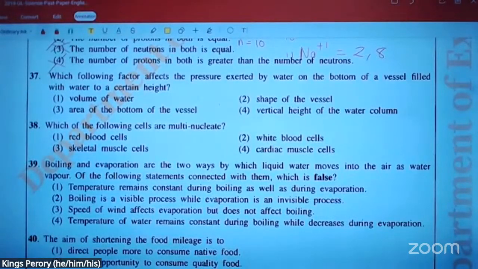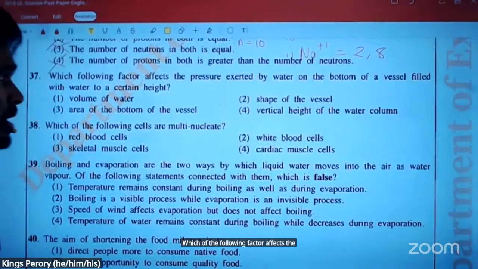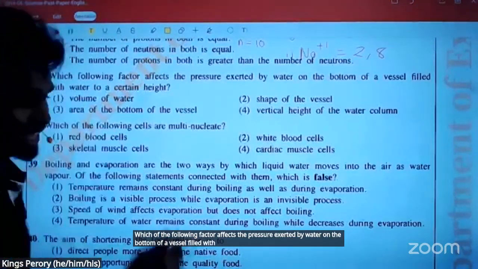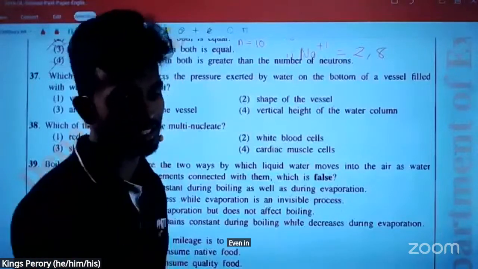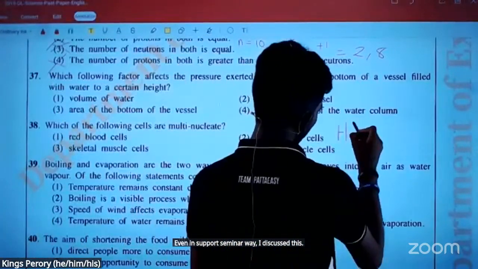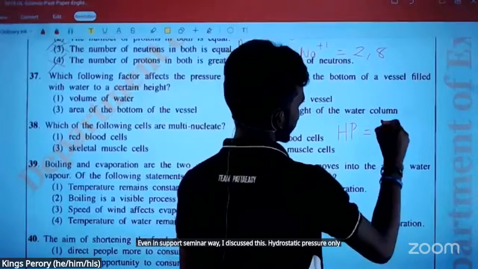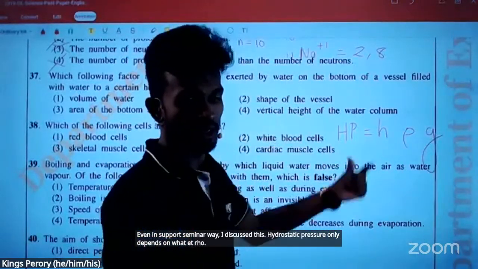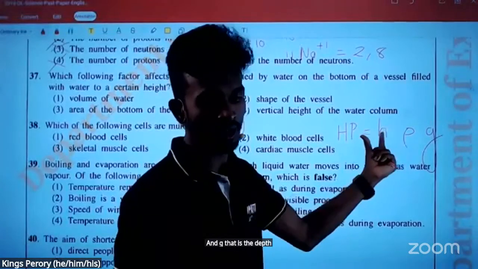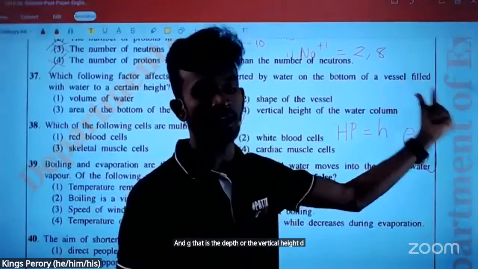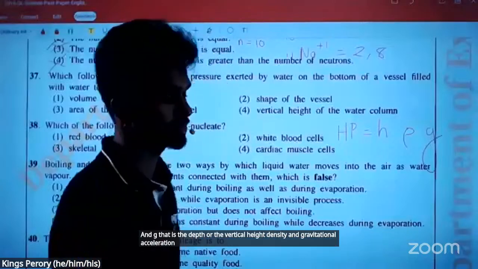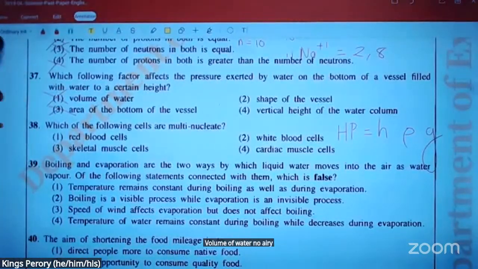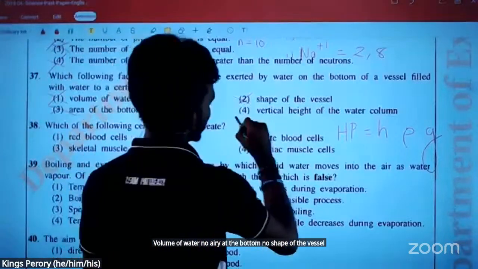Which of the following factors affects the pressure exerted by water on the bottom of a vessel filled with water to a certain height? Even in the support seminar paper, I discussed this. Hydrostatic pressure only depends on what? h, rho, and g. That is the depth or the vertical height, density, and gravitational acceleration. Nothing else. Volume of water, no. Area at the bottom, no. Shape of the vessel, no. Vertical height, yes.